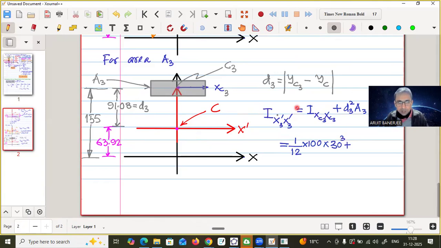Plus D3 square. D3 means 91.08 squared into A3, 3000. What is the value? Please tell. 2.5.